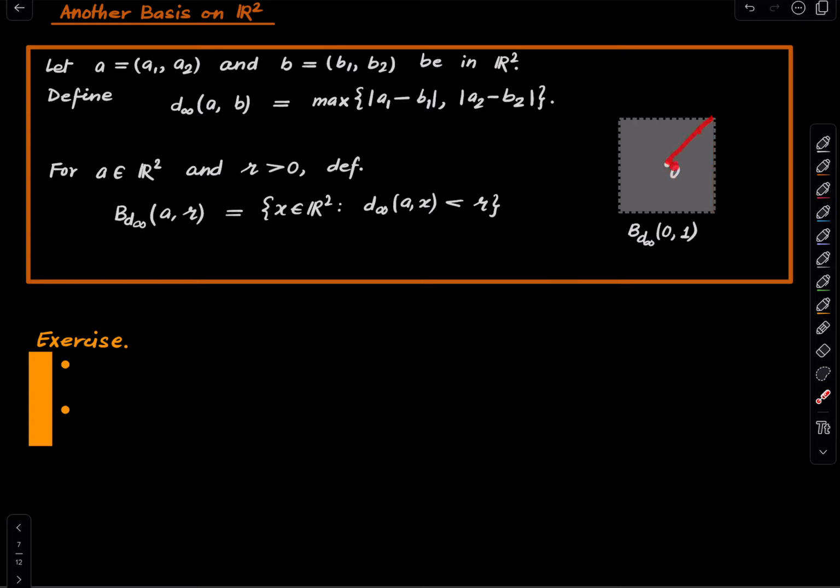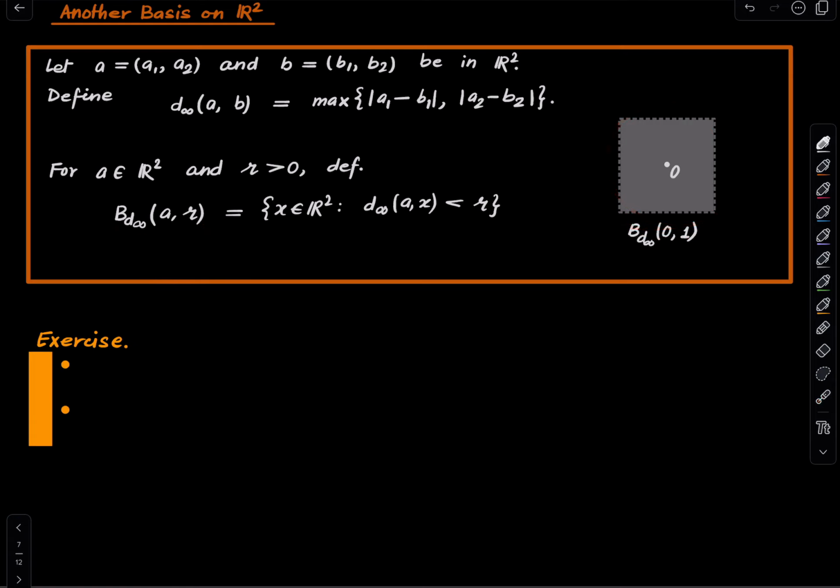So all of those points will be there, and if you just complete the figure, you will see it is a square. Even though it is a square, we call it the infinity ball. Make sure you understand why this is the shape of the infinity ball of radius 1 around 0. Why does it look like that?